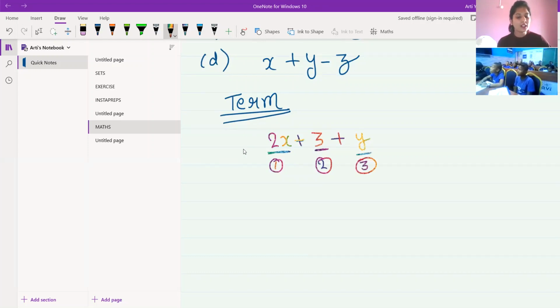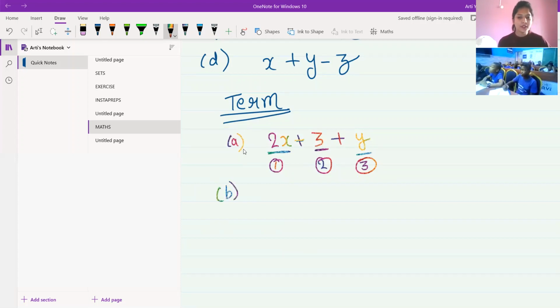So how many terms are there? There are 3 terms. How many? 1, 2, 3. How many terms are there in this algebraic expression? 3 terms are there.